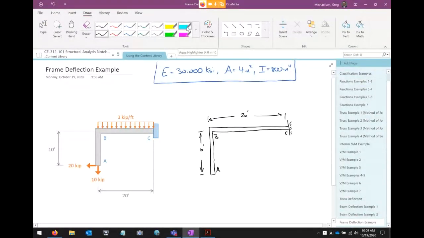Okay, so here's the problem, and the first thing you'll see is I have the structure drawn twice, and the reason why we have it drawn twice is because this is a deflection problem. We have to perform 2 sets of structural analyses, and so we're going to have to look at the real structure, and we're going to have to look at the virtual structure.